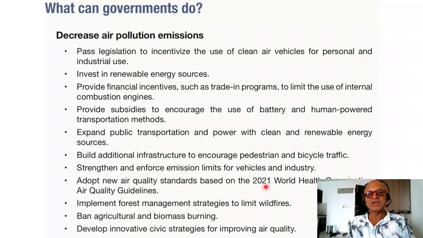Strengthen and enforce emission limits for vehicles and industry, which can be done, should be done. Adopt new air quality standards based on the 2021 World Health Organization air quality guidelines. Implement forest management strategies to limit wildfires. This is very critical. Biomass burning is still very high in India as a fuel source, which has to be dealt with as well. Ban agricultural and biomass burning, which is a large problem in northwest India. Incentivizing it and changing behavior is critical. Develop innovative civic strategies for improving air quality.